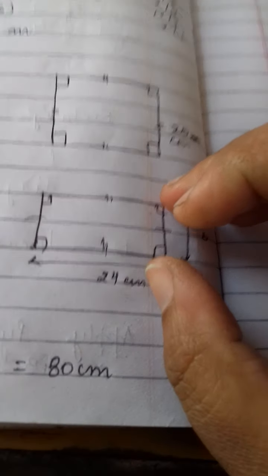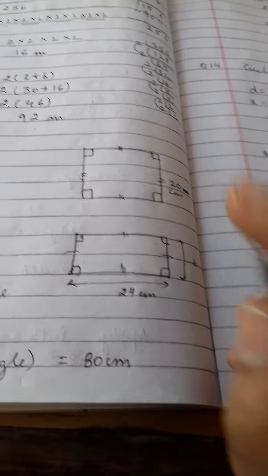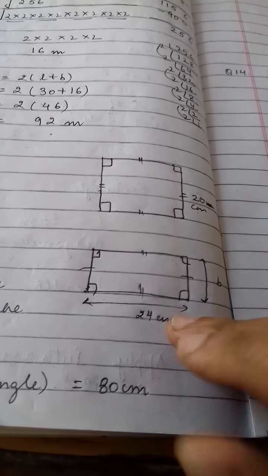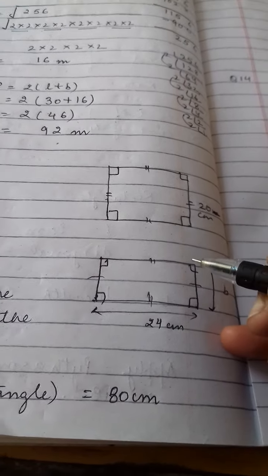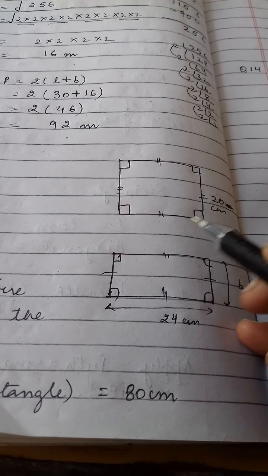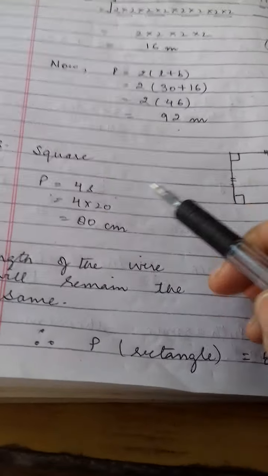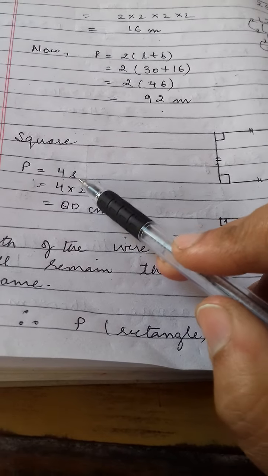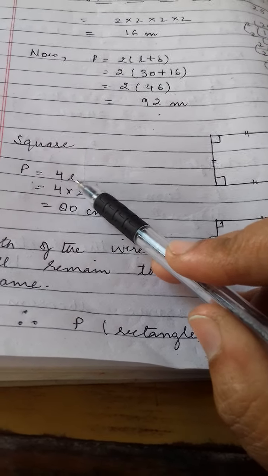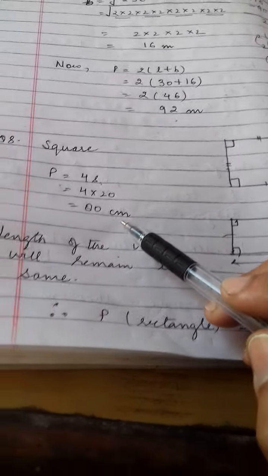The shape has changed, children. But one thing: the shape has changed, will the length of the wire also change? No. So the perimeters will be equal. So first of all, we will find the perimeter of the square. Let's begin. Perimeter of a square is 4S. 4S means your side. So 4 into 20, 80 centimeter.